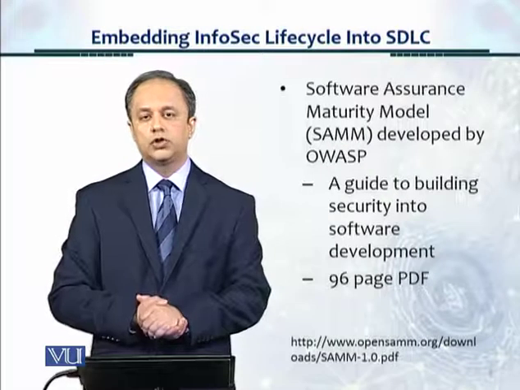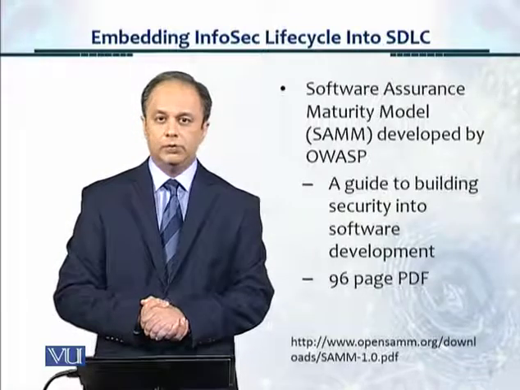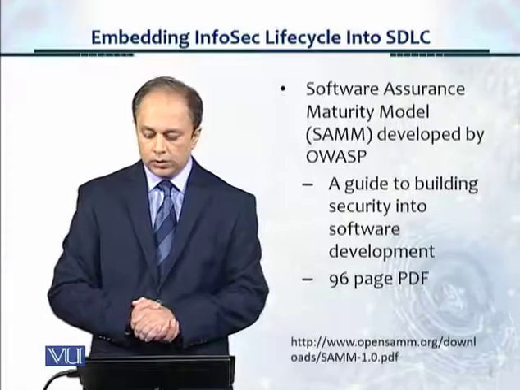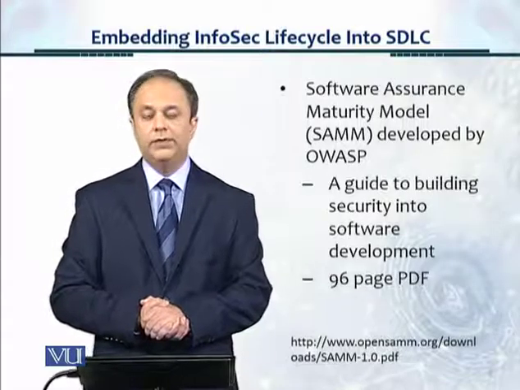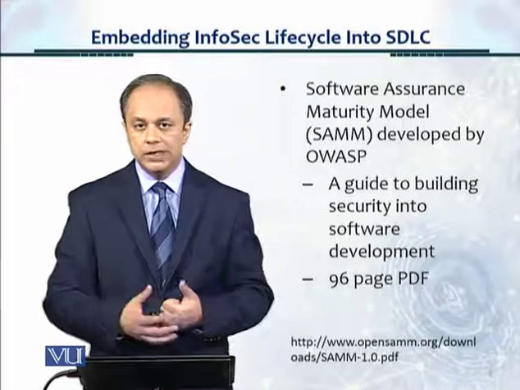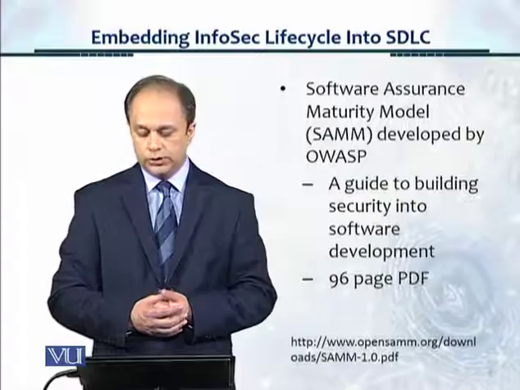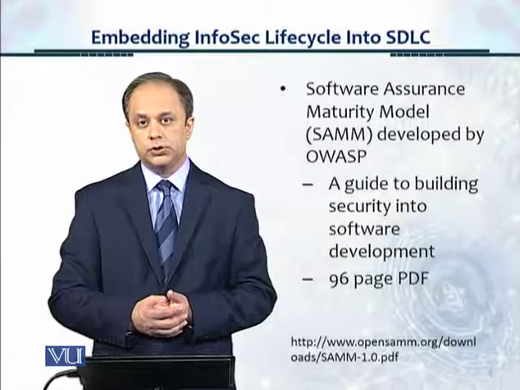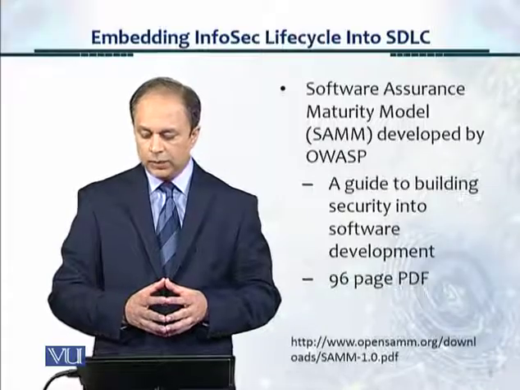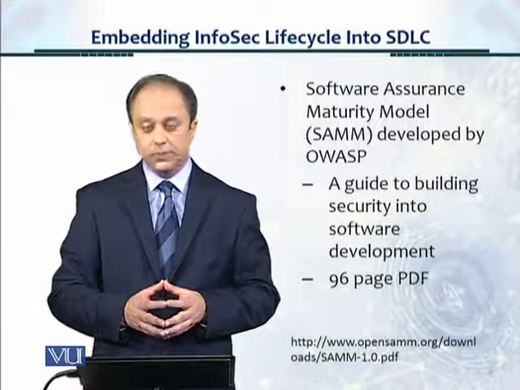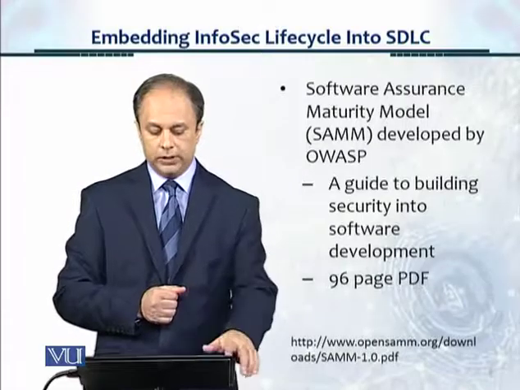Now, there's an extremely good model that should be used by software teams for security implementation. This is called the Software Assurance Maturity Model, or SAM for short, developed by the world's leading software security, web application security organization, OWASP, Open Web Application Security Project. It's a free open framework, and it's a guide to building security into software development. It's a 96-page PDF, and you see the link on the bottom of your screen.